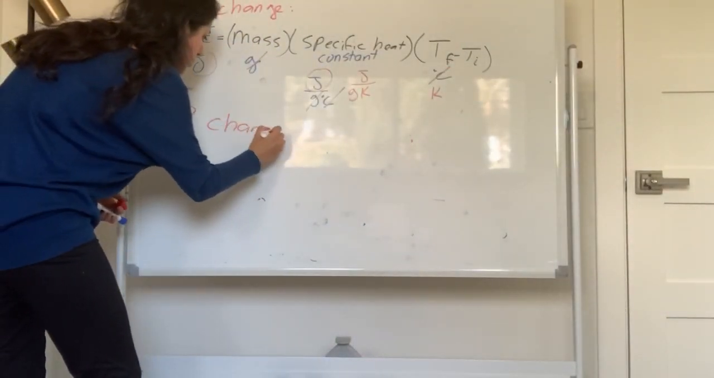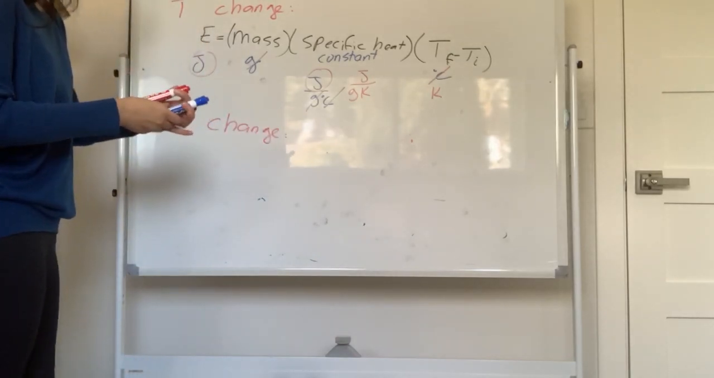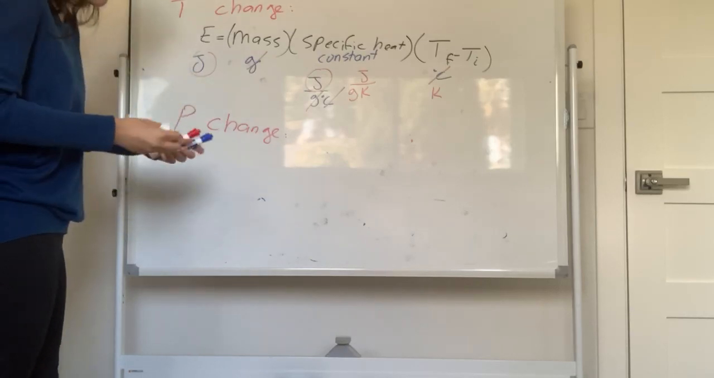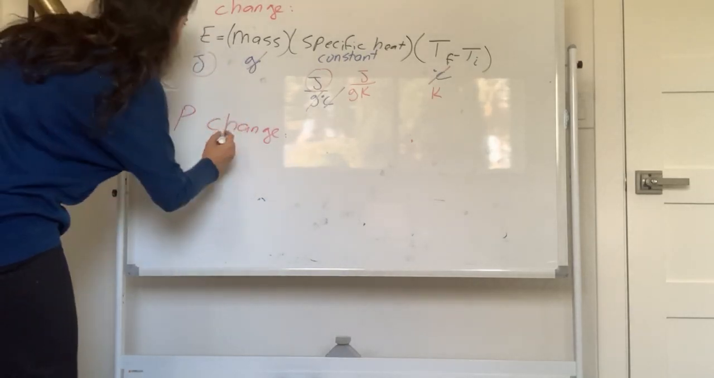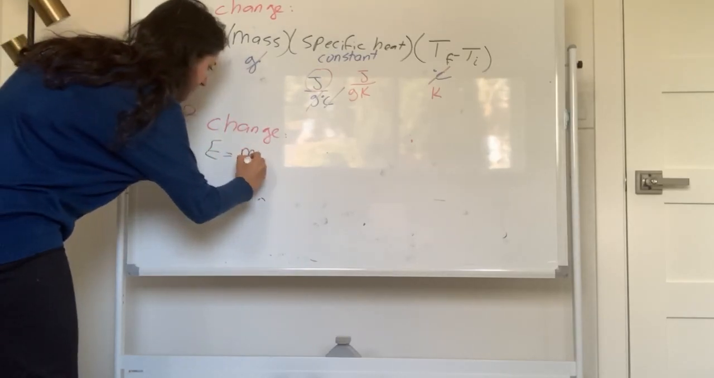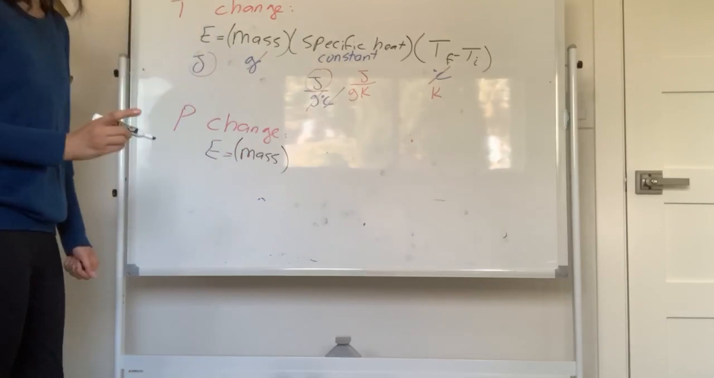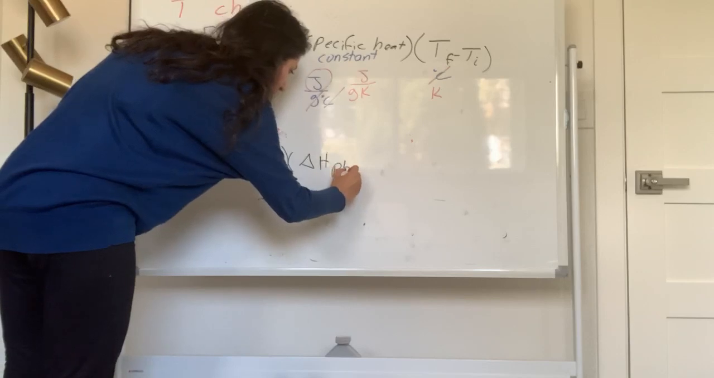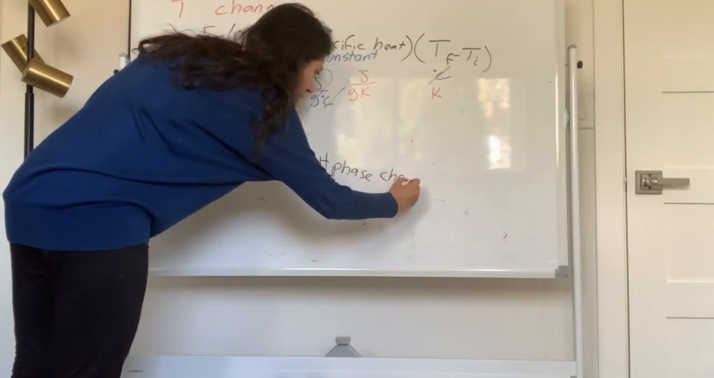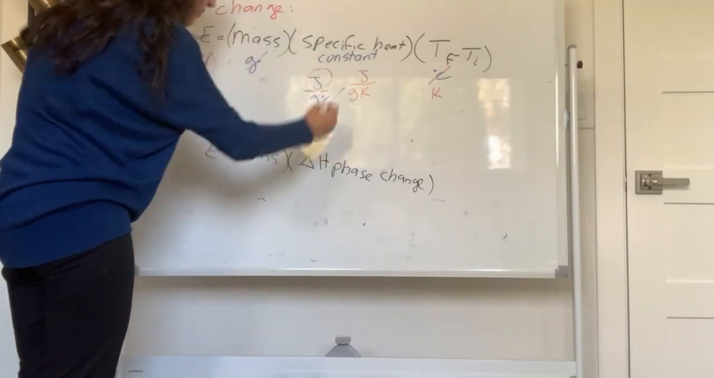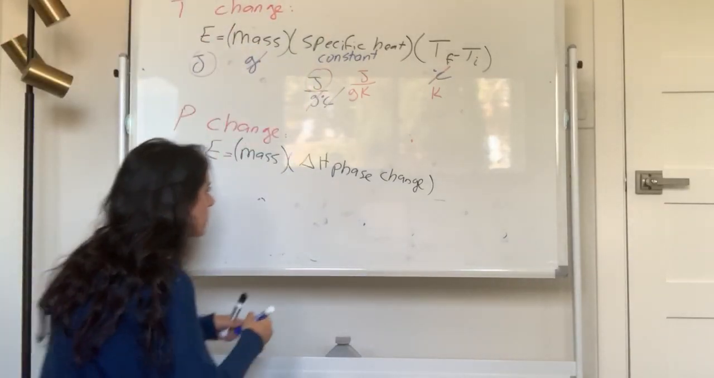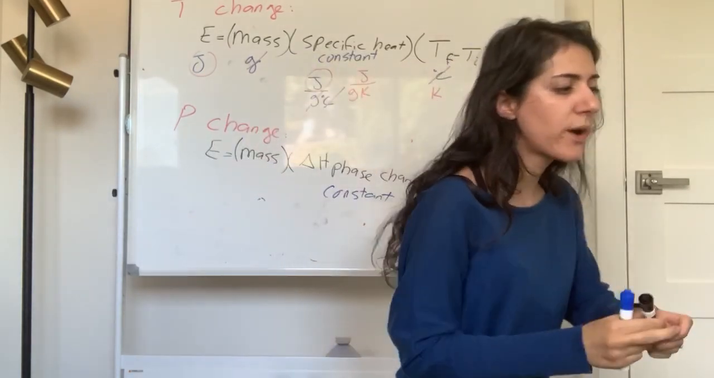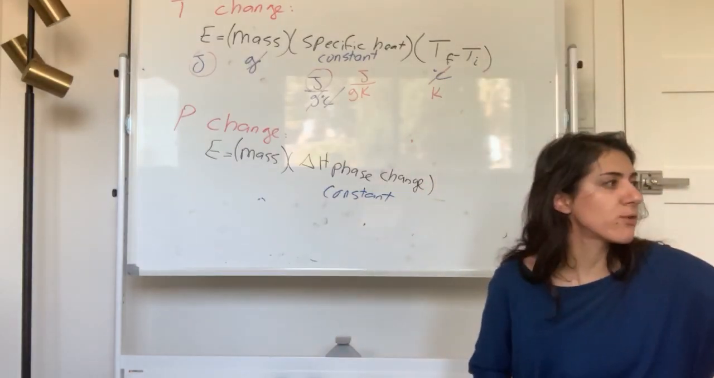The equation for phase change is, again, you need energy to do temperature change or phase change. Energy is equal, again, mass matters. It does matter how much mass you have, times delta H of phase change. And this is also a constant. So this one is also a constant. Okay, so these are the two equations for temperature change and for phase change.